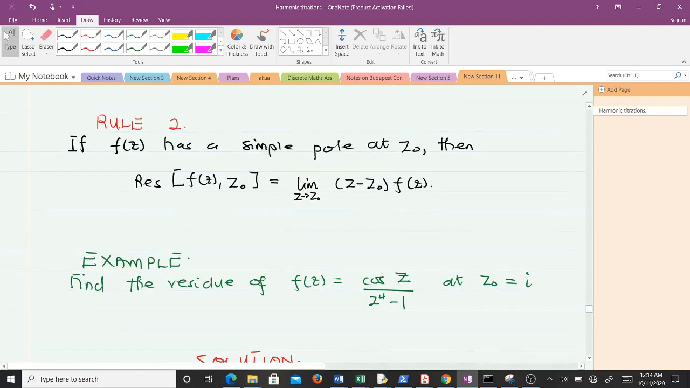So now let's go to the second rule. The second rule says that if f of z has a simple pole, and by now you should know what a simple pole is, right? A simple pole is a pole of order 1, as we talked about in our previous video, at z naught. Then the residue of f of z, comma z naught, is equal to the limit as z approaches z naught of z minus z naught times the function f of z.